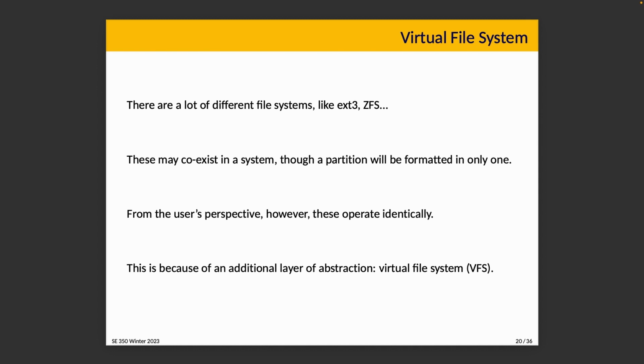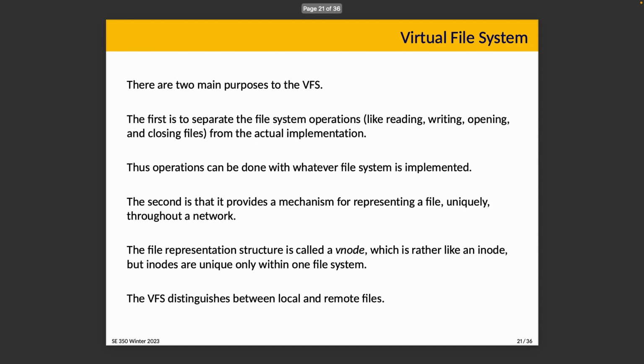Why does it matter? What if I say copy a file from one to the other, move this file from the main disk to the backup drive? Who cares what the underlying file systems are? And to make things a little bit easier for the system, there can be an additional layer of abstraction called the virtual file system. The virtual file system is, first of all, to separate the file system operations, reading, writing, opening, closing files from the actual implementation. And then the second is to provide a mechanism for representing a file uniquely throughout a network.